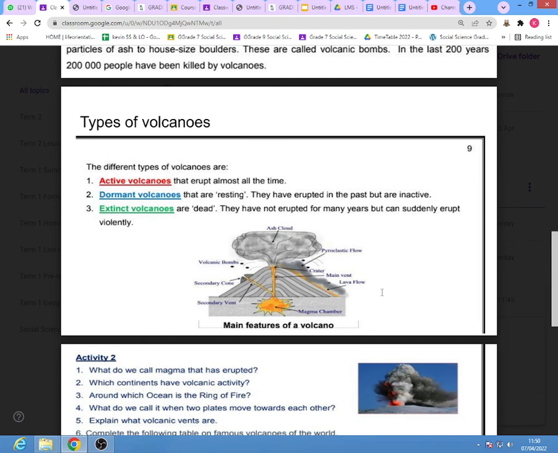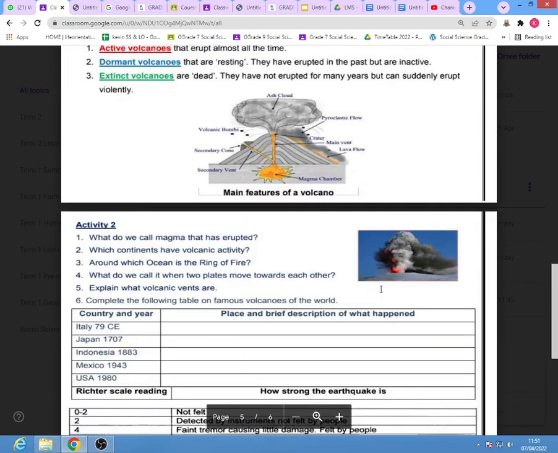And then at the top of the main vent, where the eruption takes place, after the eruption, there's what you call a crater, right? And then when the magma reaches the surface of the earth, we said it is called lava. Okay.